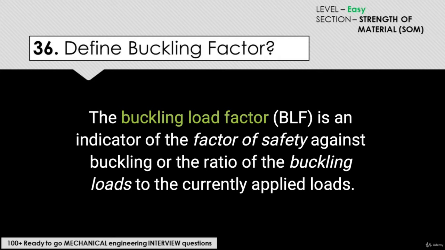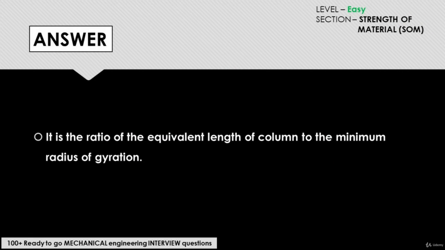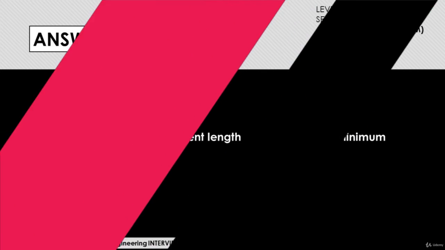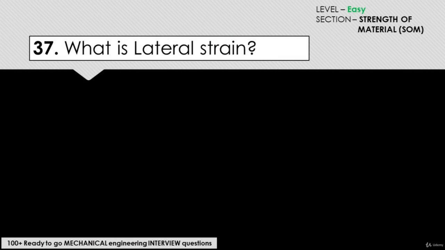The answer to this particular question would be, it is the ratio of the equivalent length of column to the minimum radius of gyration. What is lateral strain?